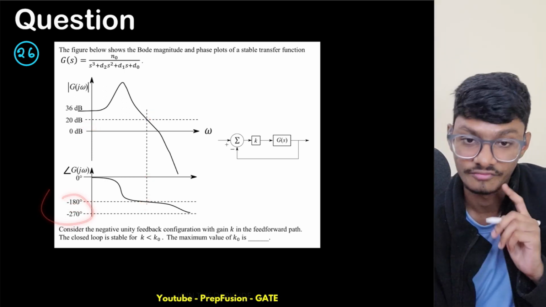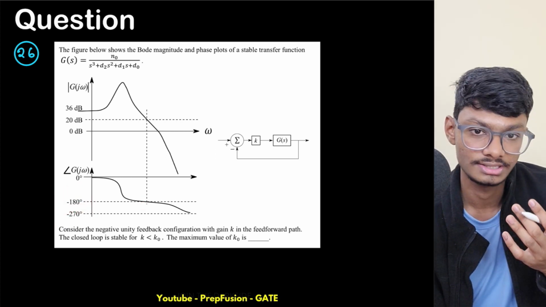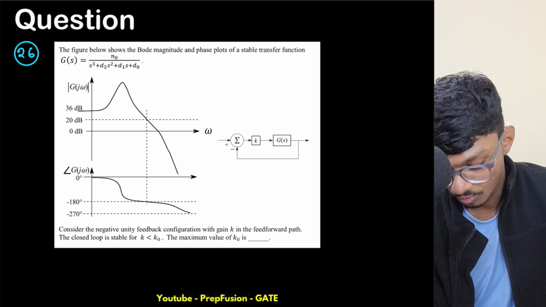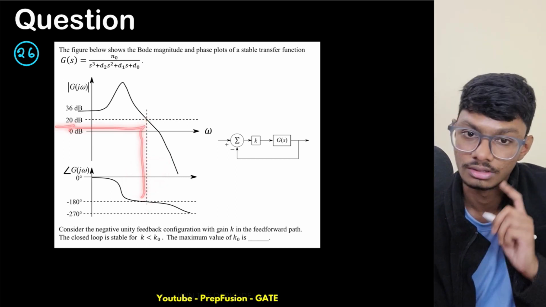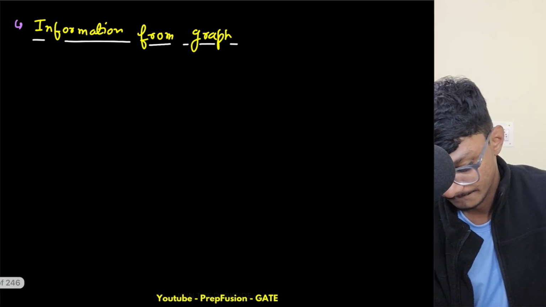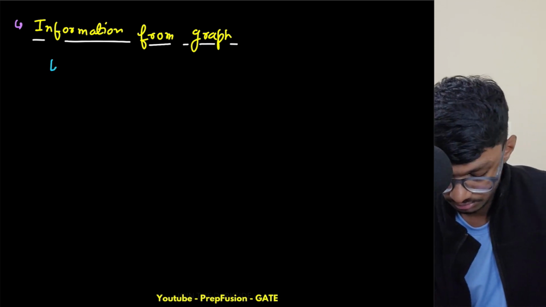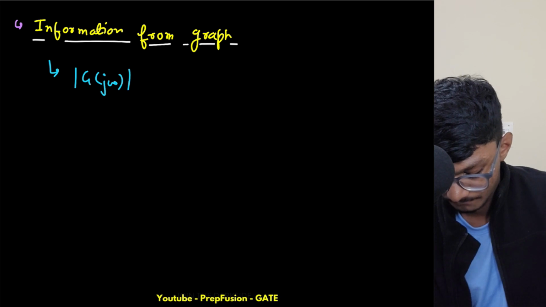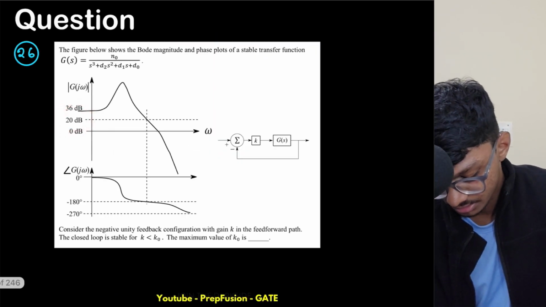And what is the phase here? Phase is minus 180. So at what frequency is my phase minus 180? It is the phase crossover frequency. So at omega pc they have given me the gain, but they haven't given me the omega pc. They have given me the gain at the phase crossover frequency, which equals 20 dBs.